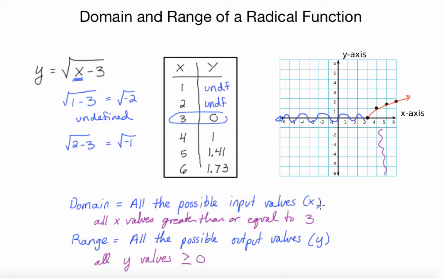So now this is a function where I've got a limitation on x values and I've got a limitation on y values. There's a smaller window of x and y values that work. So all the x values greater than or equal to 3 is the domain of this particular radical function. And the range is all the possible y values greater than or equal to 0. Hopefully that is helping you get an idea about domain and range and how we use it to describe functions.